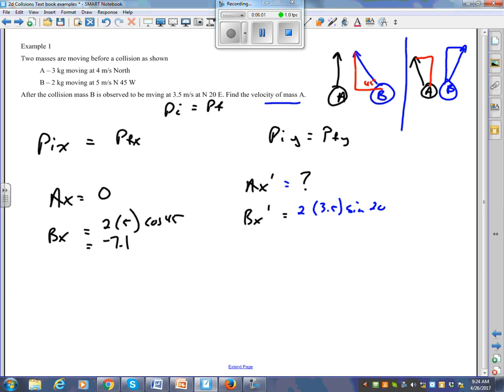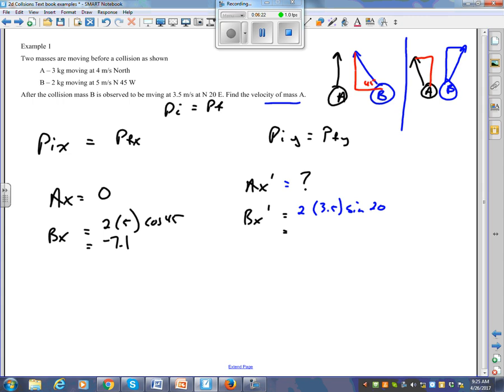Do you see how there's plenty of room to make not silly mistakes, but like where you put the wrong number in? Right? So you're really going to have to slow down, take your time, make sure you're double checking everything here. 2 times 3.5 is 7. 7 times the sine of 20.